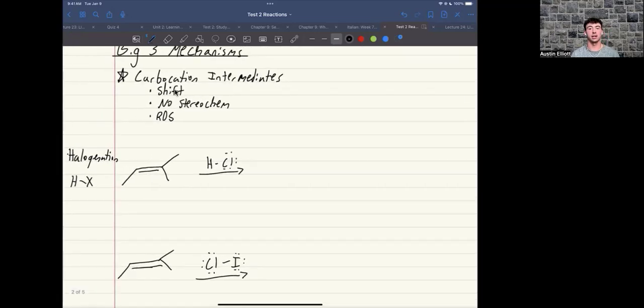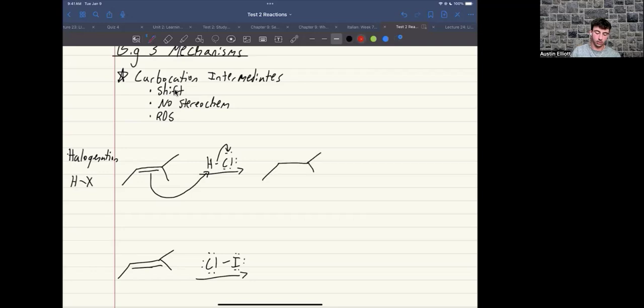Halogenation can be any halogen. Right here, we're using chlorine. It could be bromine, iodine. It could be any of them. So what happens is first, the double bond attacks the hydrogen right there. Those two electrons that are in that area return to the chlorine. And then we're left with this. The double bond is broken.